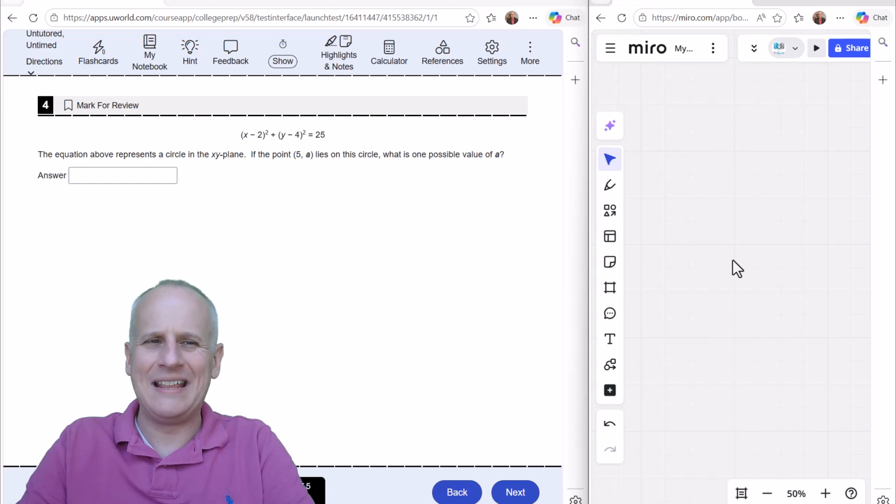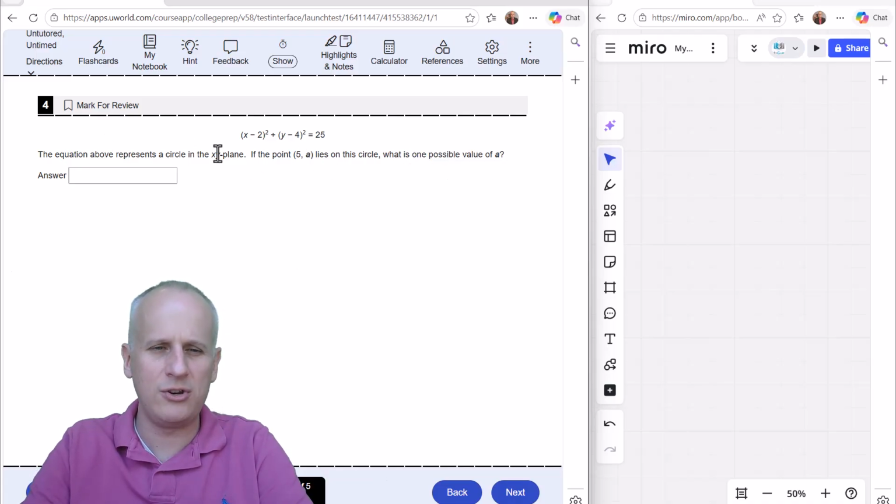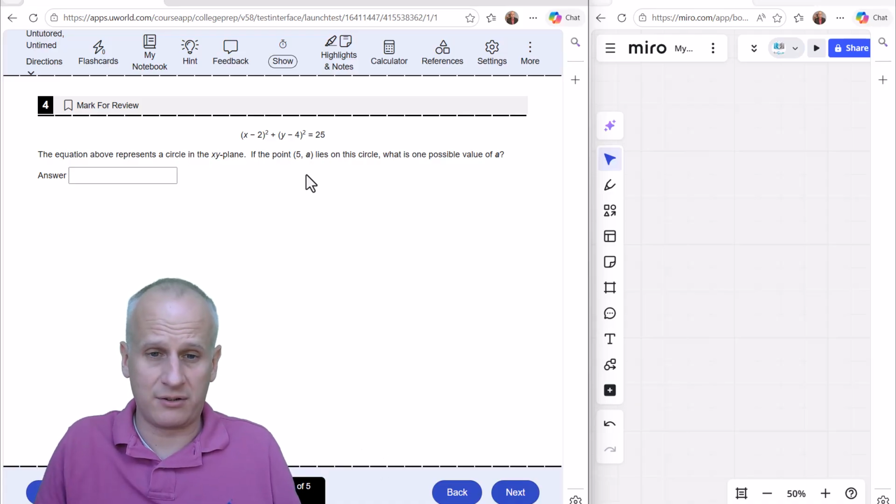Once again, we are in the UWorld SAT question bank, and if we skip the end of question 4 from this drill set, we can see we are being asked for one possible value of A. So I just want to note I'm trying to solve for A, and we've got an equation given up top that represents a circle in the XY plane. Okay, so we know that would be just a circle.